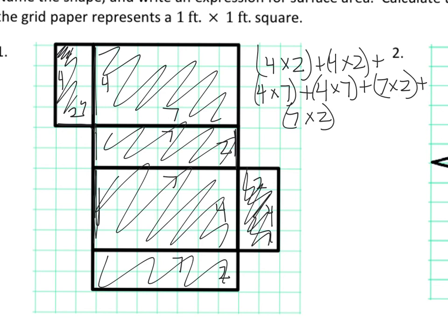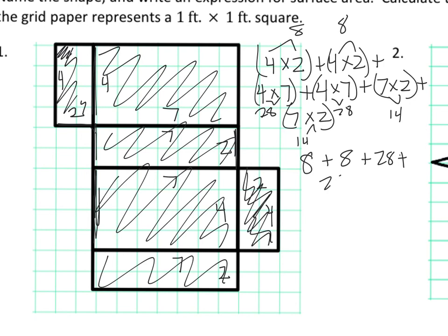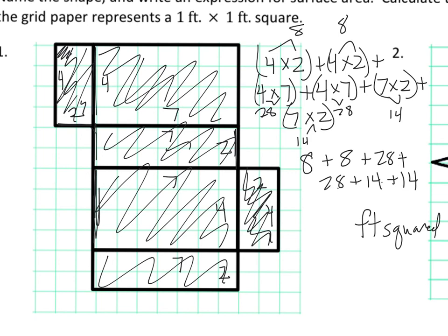And I see I have that's 8 plus 8. That's 28, 28, 14, 14. So when I get this all set, I'm adding 1, 2, 3, 4, 5, 6 because I have 6 different faces. So I want to add all of that up and make sure that I'm using feet squared, and it's going to go right on that line.